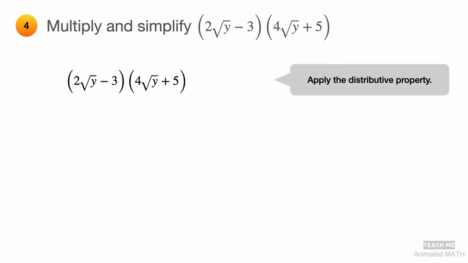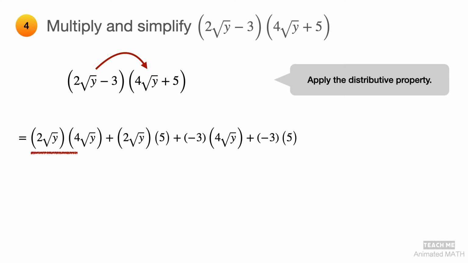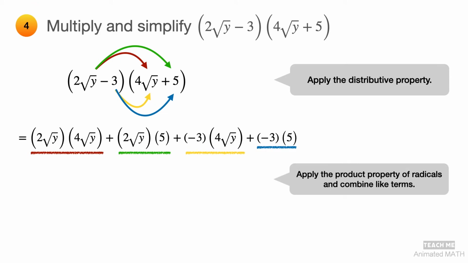Apply the distributive property to expand the equation. So, just multiply each term from the first parenthesis to each term inside the second parenthesis. Apply the product property of radicals and combine like terms. In this case, combine radicals with square root of y. And the final answer is 8y minus 2 square root of y minus 15.